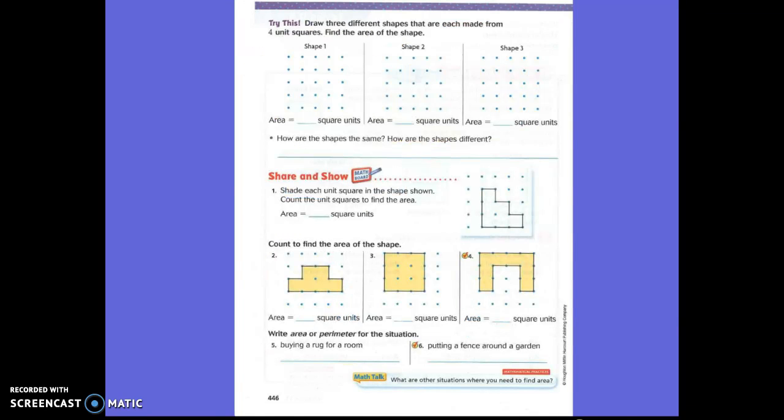Okay, try this. Draw 3 different shapes that are each made from 4 square units. So you're making 3 different shapes using 4 square units. So 3 different ways to do 4. Go ahead and start. Callie, sure. Come up here, draw one of your drawings.